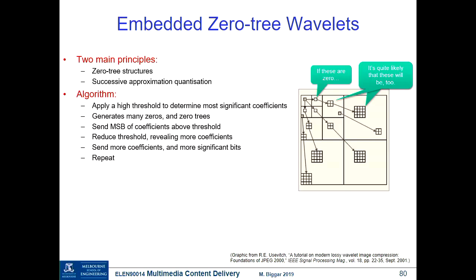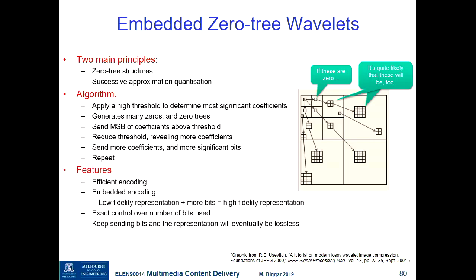So it turns out that because of this zero tree structure, the coefficients could be represented quite efficiently, but it also gives that scalable structure. We can just take the coefficients and the bits representing those coefficients from these early thresholds and reconstruct a version of the picture. If we want, we can add these extra ones later, and we can get this scalable representation. So it's efficient. It has this embedded encoding structure where you can get a low fidelity representation or a high fidelity representation. We can exactly control the number of bits.